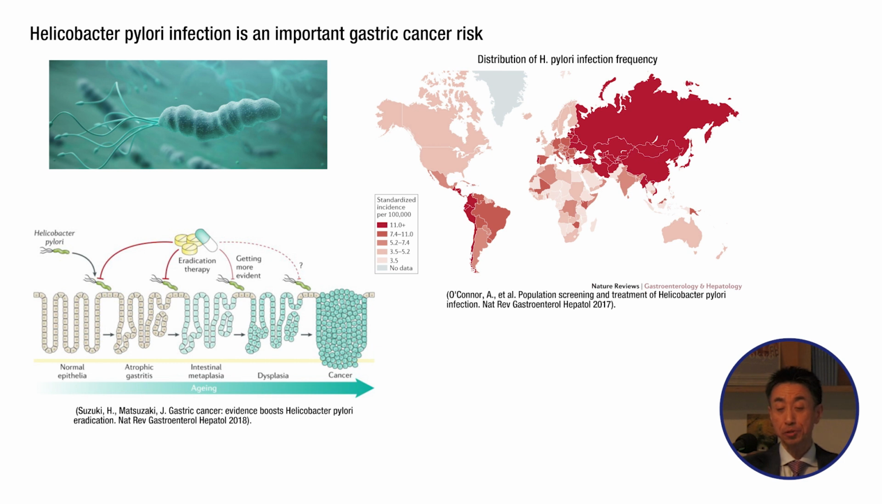This is the distribution of Helicobacter pylori infection. As you see, it is very similar to the frequency of gastric cancers. That's why Helicobacter pylori infection is a very important risk factor of gastric cancers.